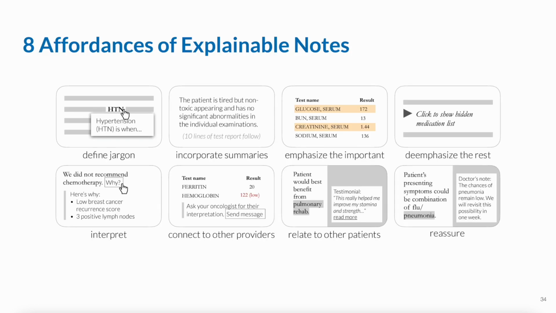In our paper, we identified 8 opportunities to address these needs, of which we've gone over 3: incorporating context-appropriate definitions of jargon, summarizing irrelevant or verbose sections of the note, emphasizing important information, subsequently de-emphasizing less important information, filling in the gaps with necessary interpretations, linking patients to providers with complementary perspectives, connecting patients with others experiencing similar health journeys, and incorporating comforting messages from clinicians in sections that might cause concern. Please refer to the paper for a more in-depth summary of these opportunities.